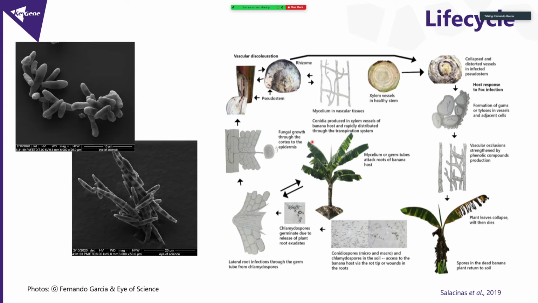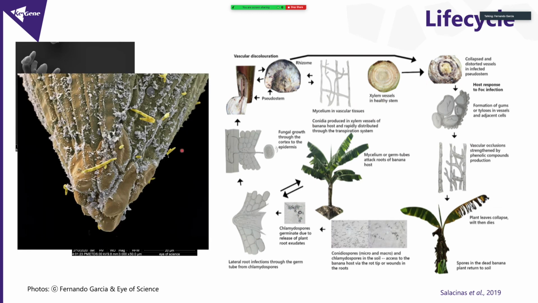The life cycle, again, is very similar to other soil-borne pathogens. There are spores, macroconidia, but essentially chlamydospores that are in the soil. They germinate, they grow through the cortex, reach the epidermis, and then from there start to grow and are easily moved through the rest of the plant thanks to the xylem. And then what it does is just grow inside, blocking the vessels, causing the collapse of the plant.